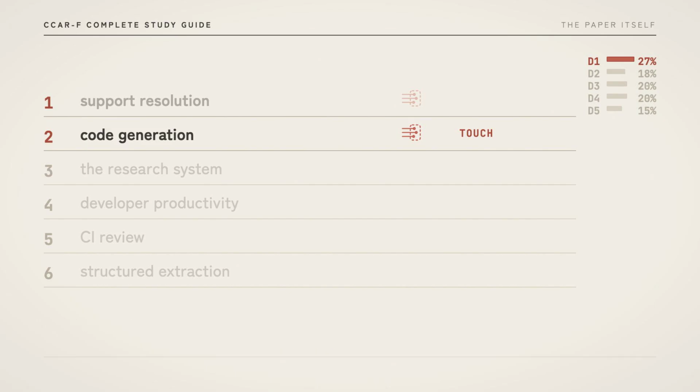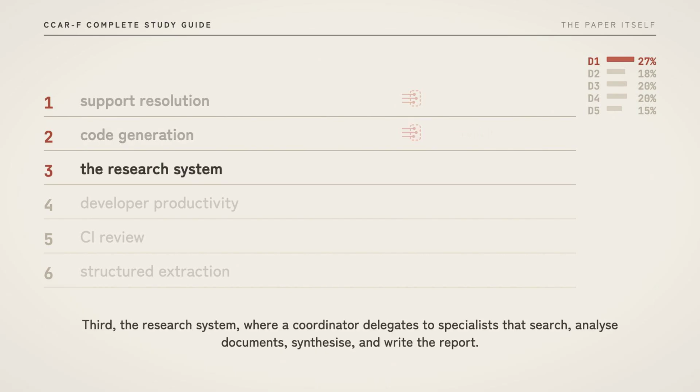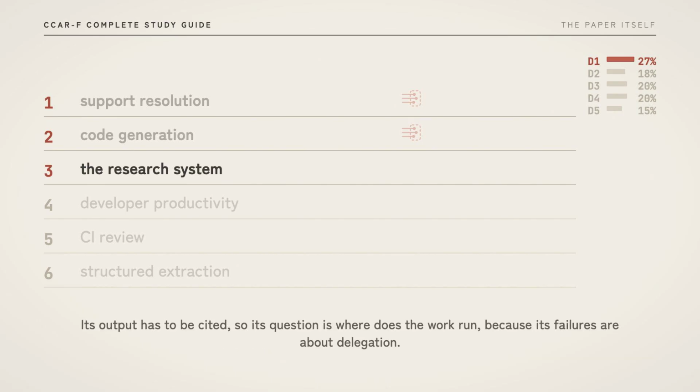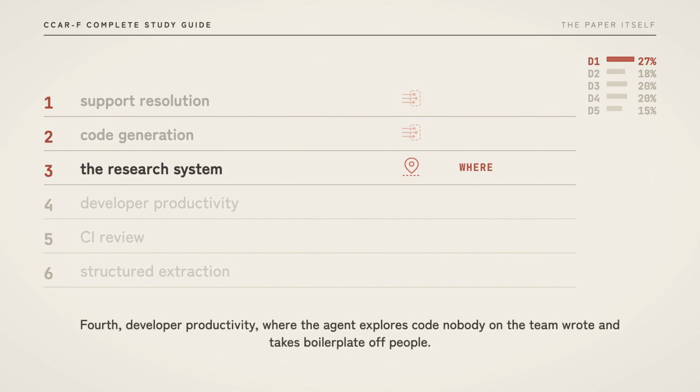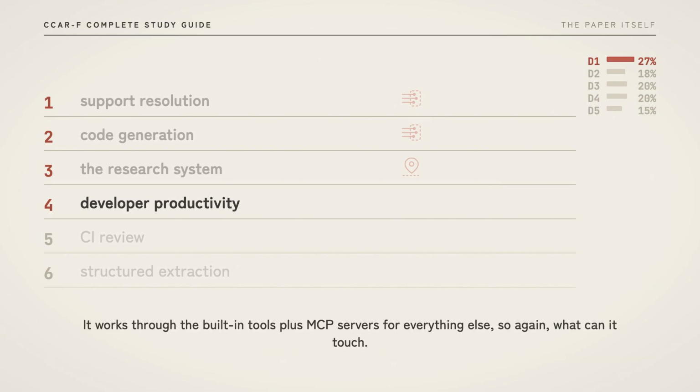a touch question too. Third, the research system, where a coordinator delegates to specialists that search, analyze documents, synthesize, and write the report. Its output has to be cited, so its question is where does the work run, because its failures are about delegation. Fourth, developer productivity, where the agent explores code nobody on the team wrote and takes boilerplate off people. It works through the built-in tools plus MCP servers for everything else, so again, what can it touch?